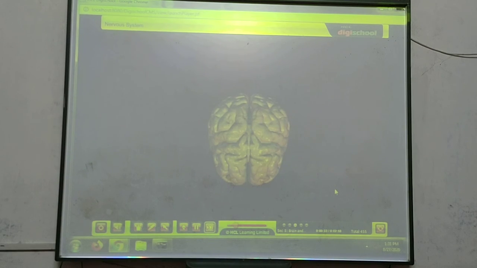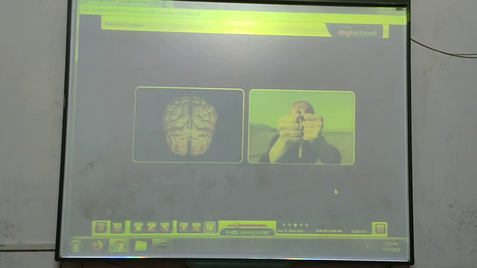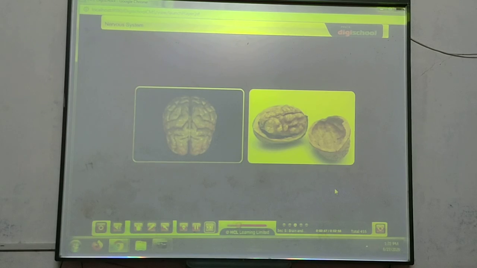Just how big? It is a little bigger than your 2 fists. It is jelly-like, wrinkly, and looks like a walnut. It is believed that walnuts are good for the brain.